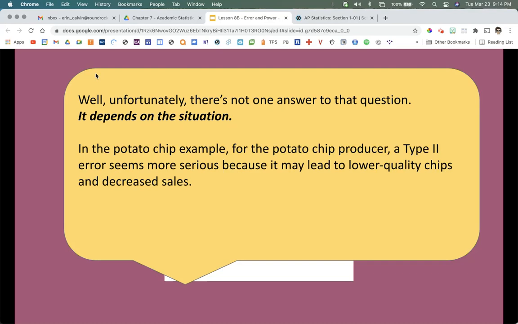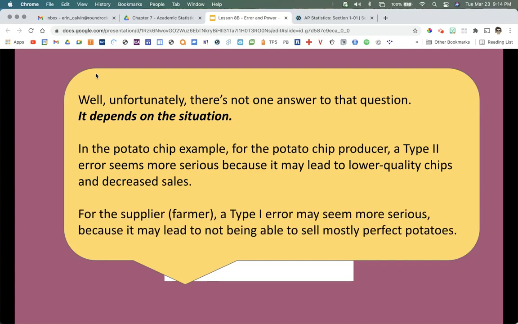So in our potato chip example, for the potato chip producer, for Lay's company, a type 2 error seems more serious because it may lead to lower quality chips and decreased sales. But for the supplier, a type 1 error may seem more serious to them because it's leading to them not being able to sell their perfectly fine potatoes. So it kind of depends on the situation, and that makes it tricky.